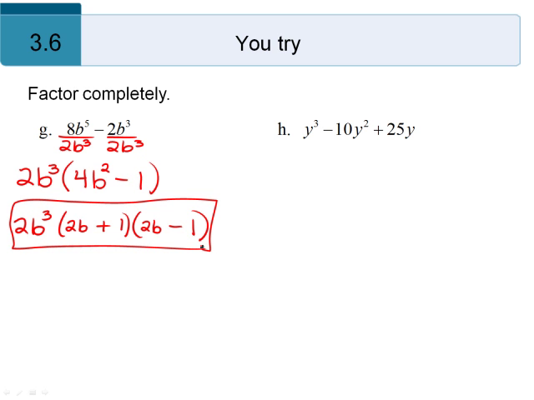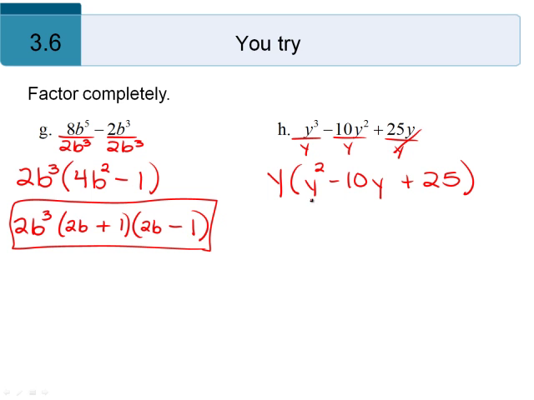And letter H. Remember, the first thing to look for is greatest common factor, which we have a common factor of y. Nothing with the coefficients, because there's no number in front of that y except for 1, so you can't use 5. So if we divide by y on all of our terms, we're going to get y squared minus 10y plus 25, because the y's cancel there.